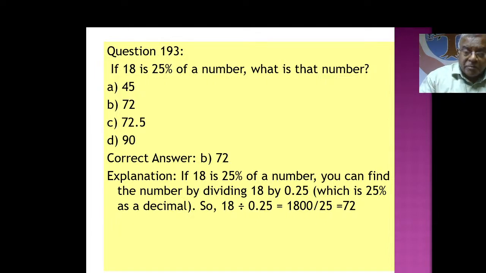Okay, 18 by 0.25, that is equal to 1800 by 25, that is equal to 72. I hope you understood, right?